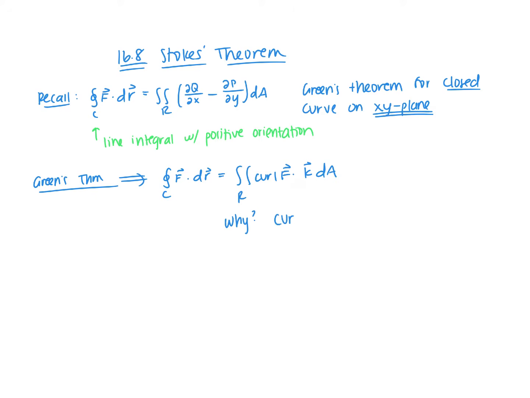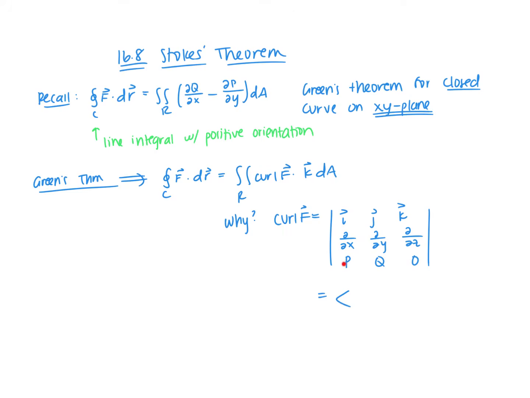So if we start by finding curl of f, we are crossing the gradient. So partial with respect to x, partial with respect to y, and partial with respect to z with f, which is p, q, 0. Remember, again, p is a function of x and y, q is a function of x and y, and then we're on the xy plane, so there is no k component.